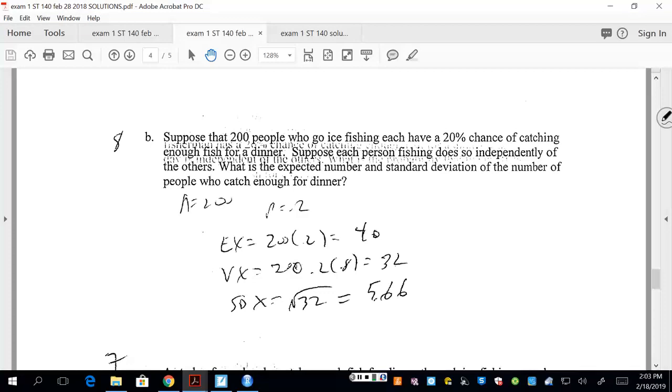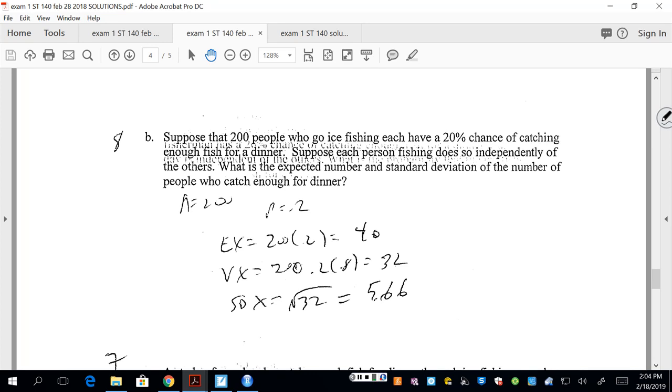Suppose 200 people go ice fishing, and they each have a 20% chance to catch enough. Suppose they're independent of one another. If you're taking people that are clumped in groups or sharing the same ice house or something like that, then they're probably not independent because the results for one are similar to the results for the other. What's the expected number and standard deviation?